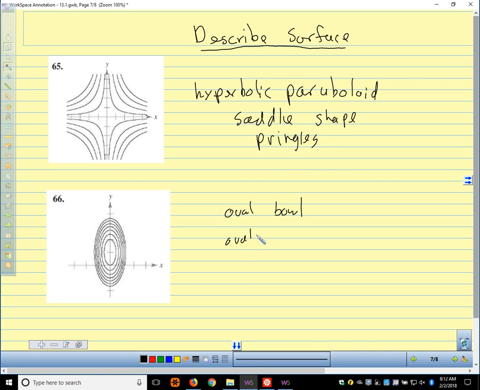So would this be like half of an ellipsoid, like you cut it off? Yeah, this would be the upper part of an ellipsoid, or the lower part of an ellipsoid. Well, it would be both parts, just whether you're looking at it from underneath or above. Right. Stretched out. Okay.